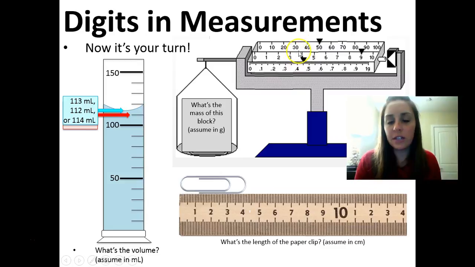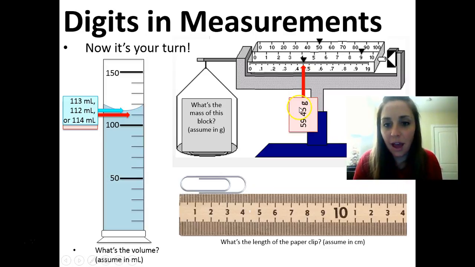So let's go over here to the scale. You've got 50 grams, you have 9 grams, 0.4, 0.5, it's somewhere in between. So this is 59.45, and then you've got between that. So your known stuff is 59.45. Notice you don't get to 59.5. That would be over here.